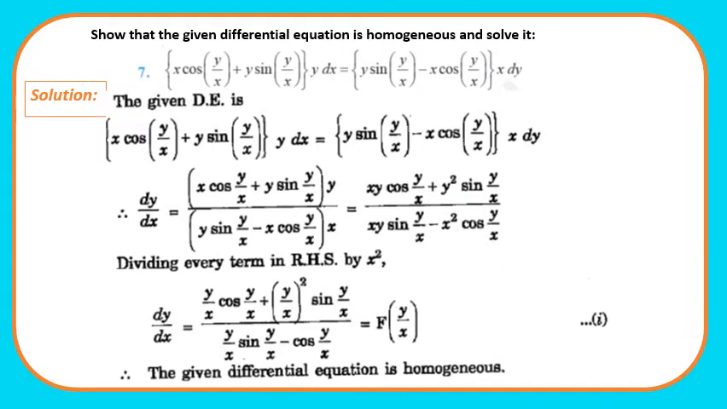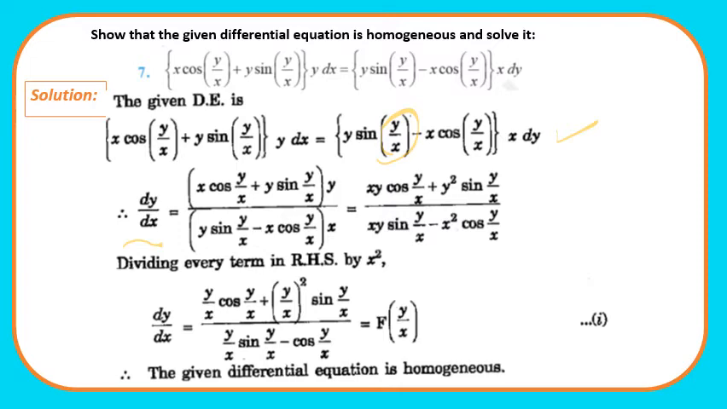So moving to question 7, show that the given differential equation is homogeneous and solve. The given differential equation is x cos y upon x plus y sin y upon x, into y dx, equals y sin y upon x minus x cos y upon x, into x dy. It is already given in terms of y upon x. We need to find dy upon dx. So finding dy upon dx, we get x cos y upon x plus y sin y upon x, into y, upon y sin y upon x minus x cos y upon x, into x.